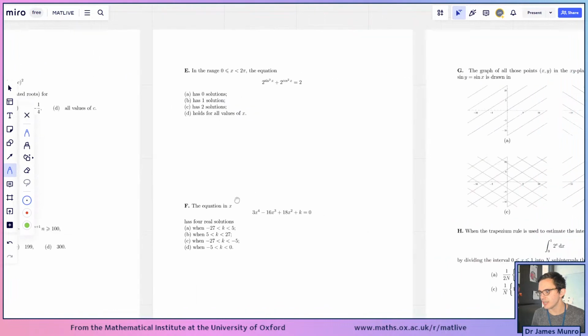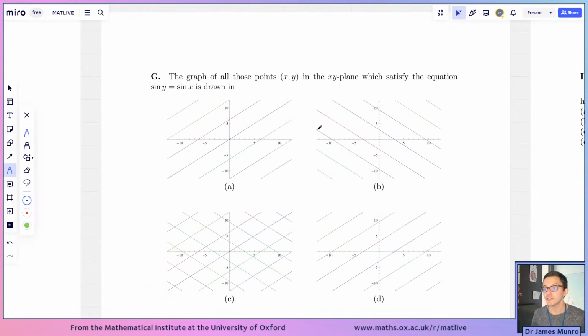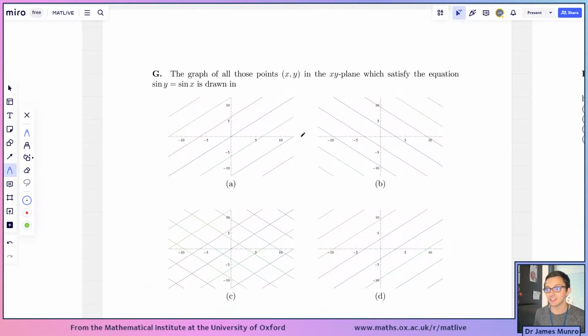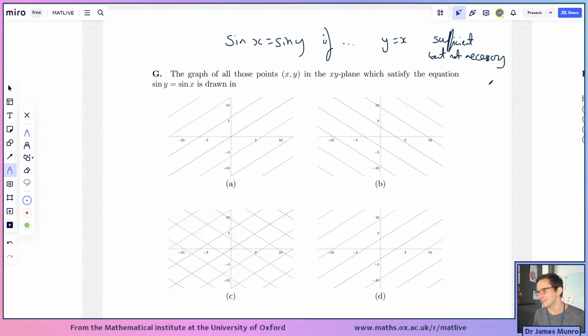We had a look at J, so I'm going to quickly look at G. Oh, this is really good. You should give this to Desmos. It's all the solutions for where sine y is equal to sine x. And in this case, y equals x is sufficient, but not necessary. There's the flip side of the thing we said before. It's sufficient, it's enough for y to be equal to x, but it doesn't have to be like that.